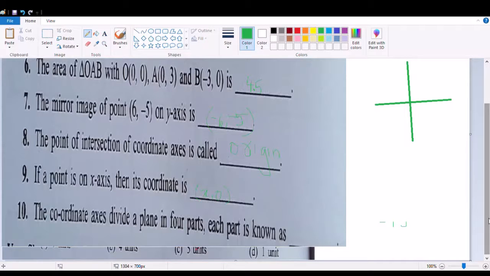The coordinate axes divide a plane into 4 parts. Each of the parts is known as what? That is this one, this one, this one, this one. These 4 parts. Each one is called what? Quadrant. So our answer is quadrant. Q-U-A-D-R-A-N-T. Quadrant. Okay. So hope you understood this. Then we will move to the next question.